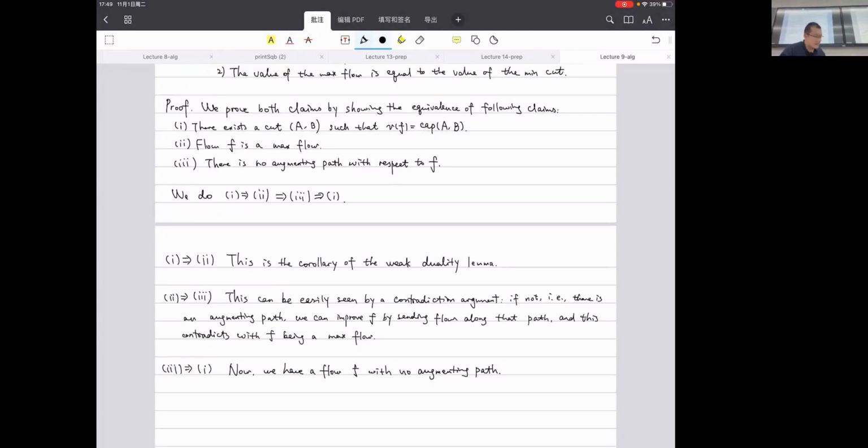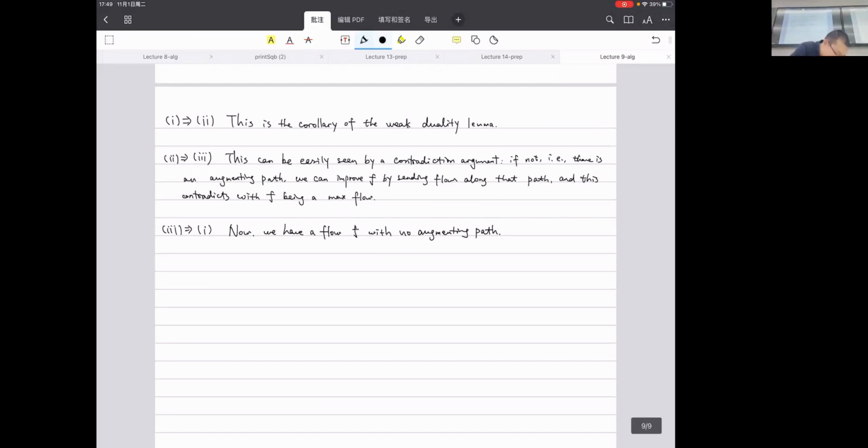So this is the observation here, and the A that we are going to select is this: let A be the set of vertices reachable from S in a residual graph.